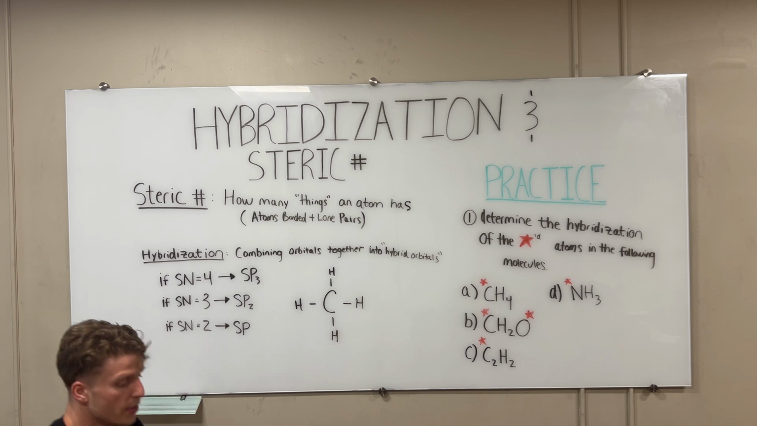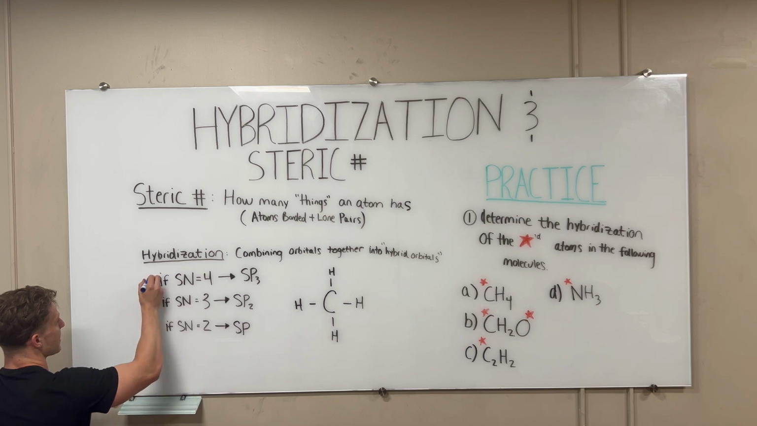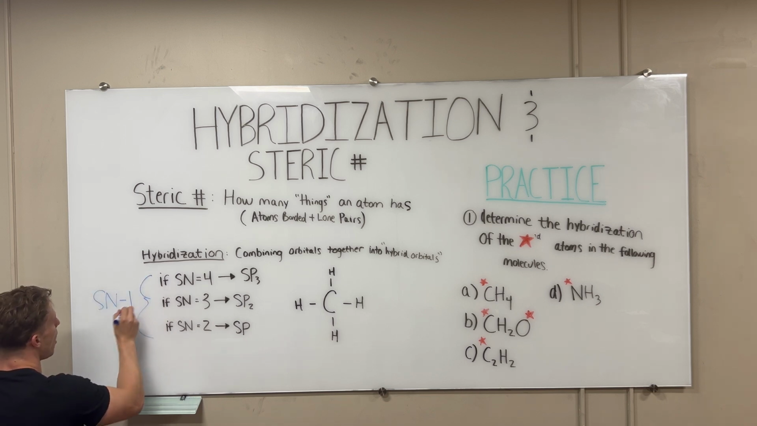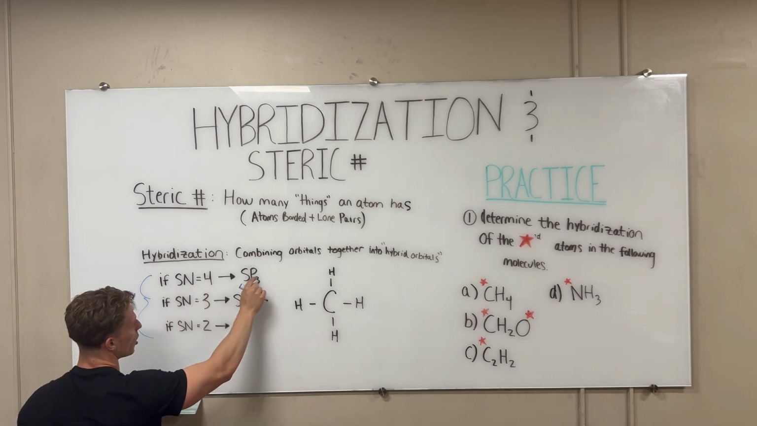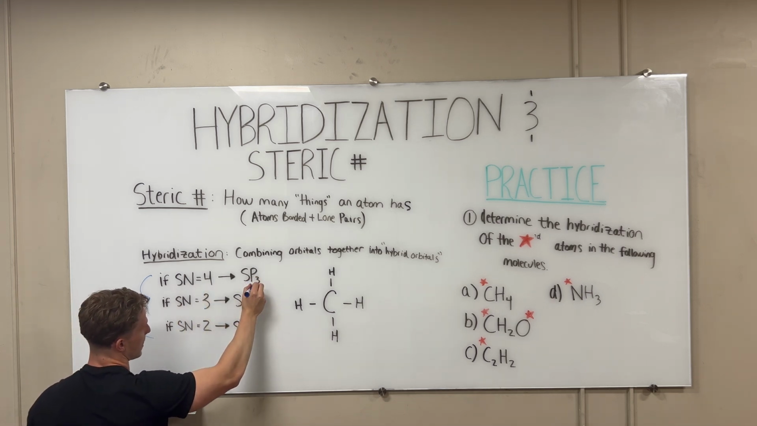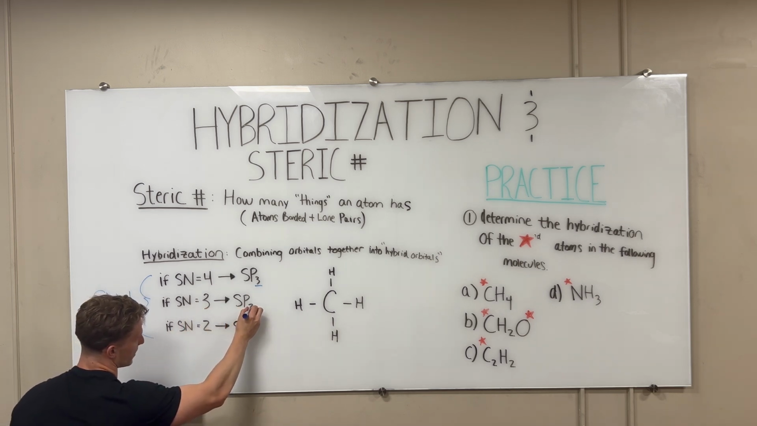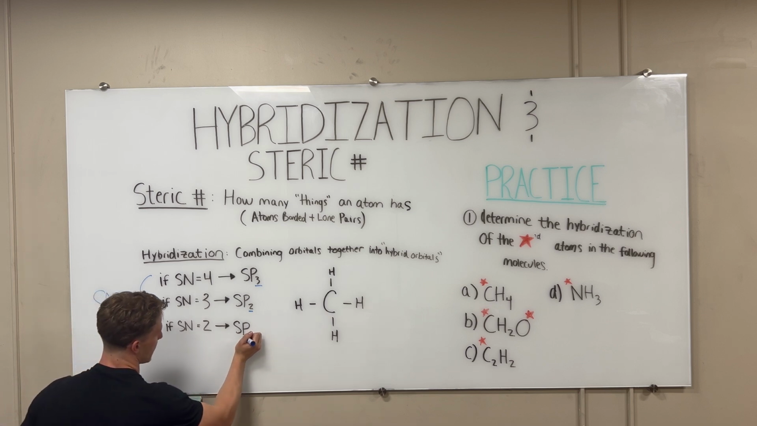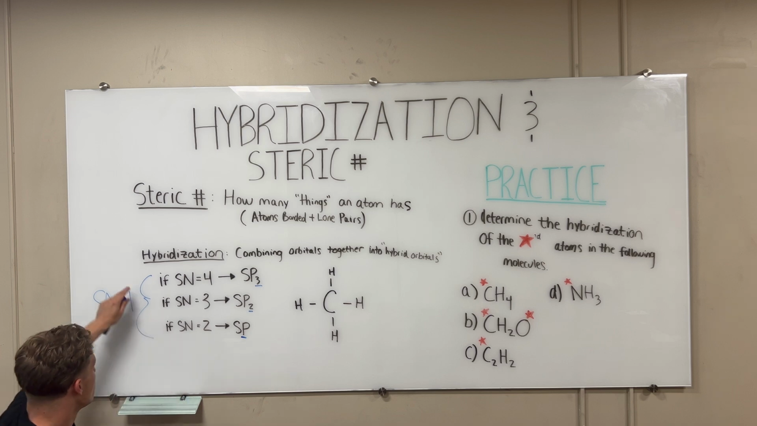Now, we can follow this rule of thumb to help us. Once we determine the steric number of an atom, what we can say is that the steric number minus 1 will give us the hybridization. So when we see the steric number 4, we can say that the hybridization is sp3. When the steric number is 3, we can say that the hybridization is sp2. And when the steric number is 2, the hybridization is sp. So if we want to get our answer, we can use this.